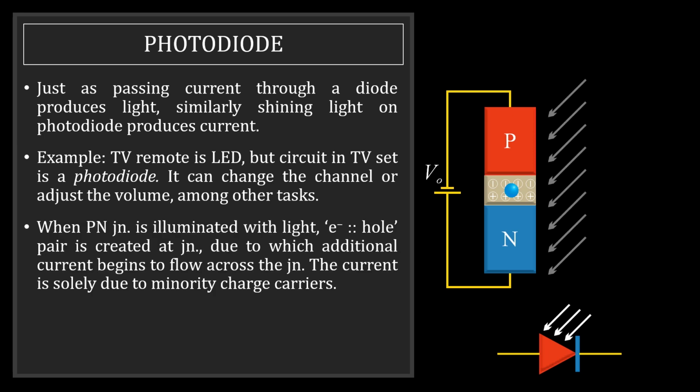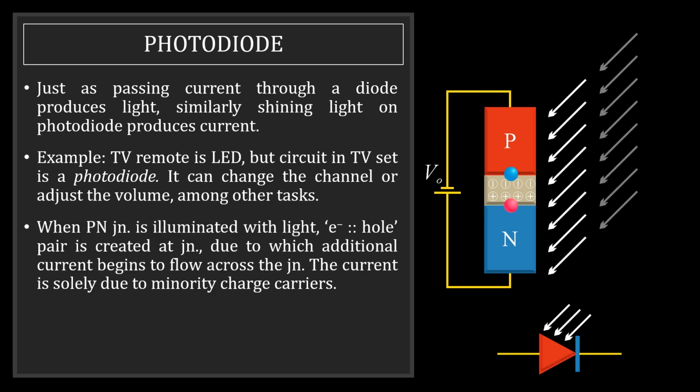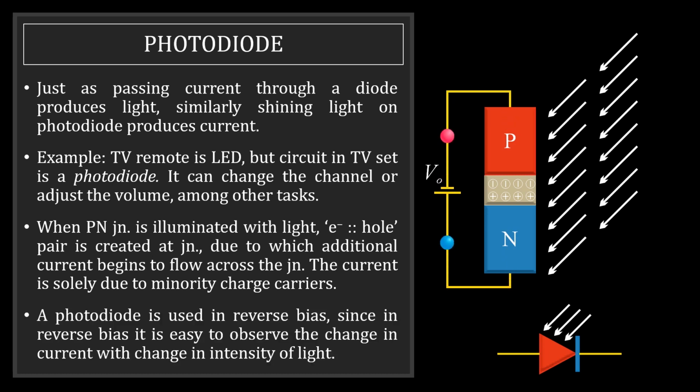When a PN junction diode is illuminated with light, electron-hole pairs are created, due to which additional current begins to flow. And this current is solely due to minority charge carriers. Why this happens is because we operate the photodiode in reverse bias. A photodiode is used in reverse bias since in reverse bias it is very easy to observe the change in current with the change in intensity of light. Therefore it is reverse bias and the current is flowing in reverse direction. The symbol for photodiode is this.